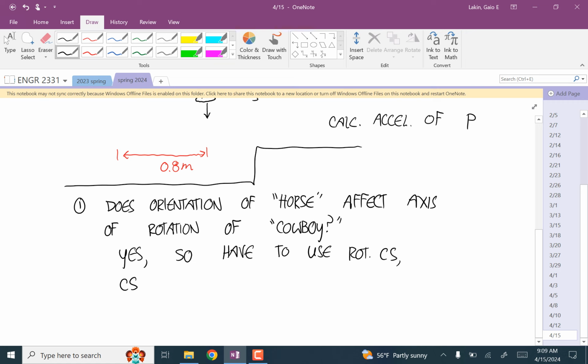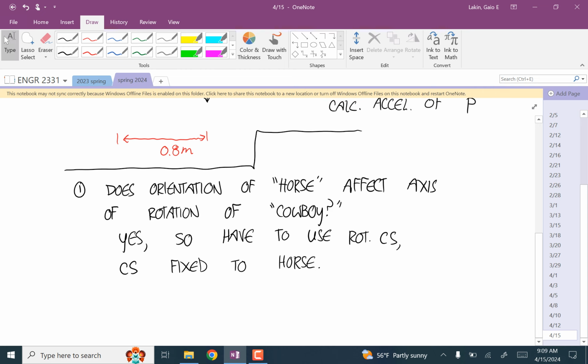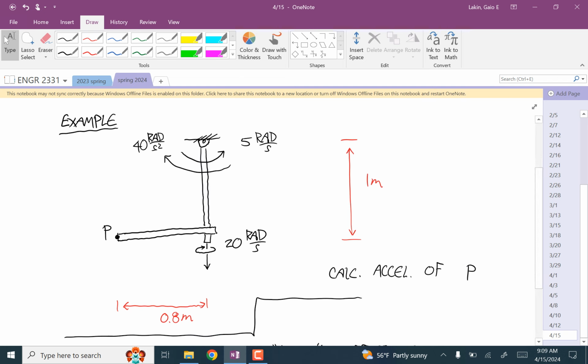And the coordinate system has to be fixed to the horse. Okay? But then that brings up the next question. So there are infinitely many points on the horse. Where do we want to put the origin of the coordinate system?